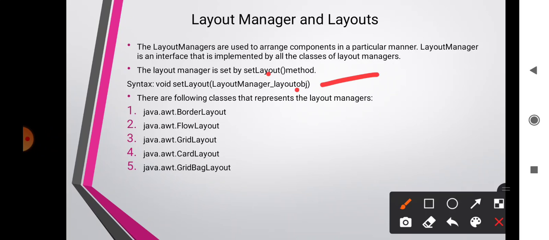And there are 5 classes that represent the layout manager. First one is java.awt.BorderLayout, second is FlowLayout, then GridLayout, CardLayout, and last is GridBagLayout. These are the 5 classes that represent the layout manager. Here we will see them one by one.